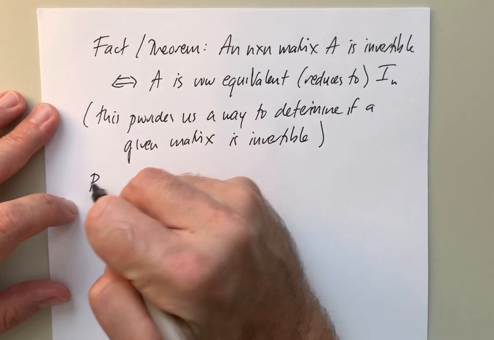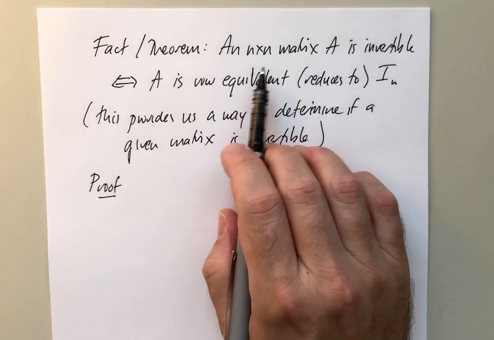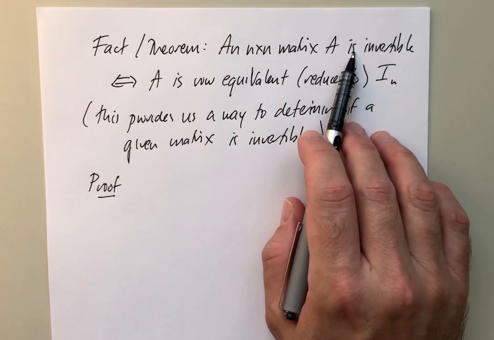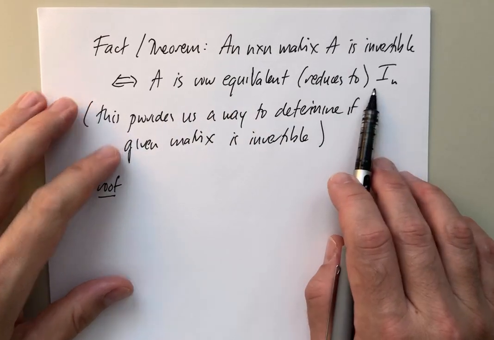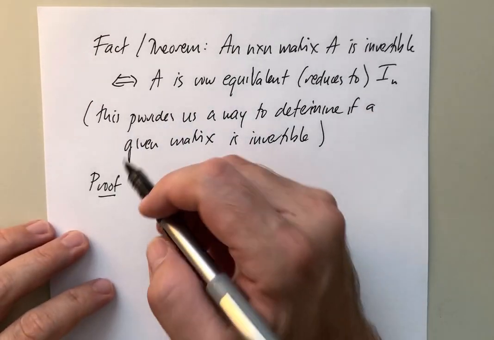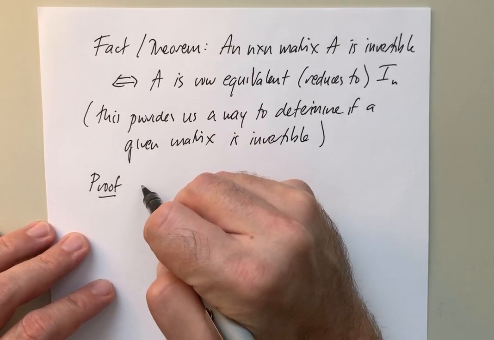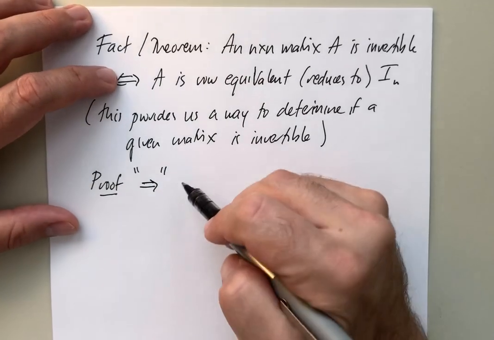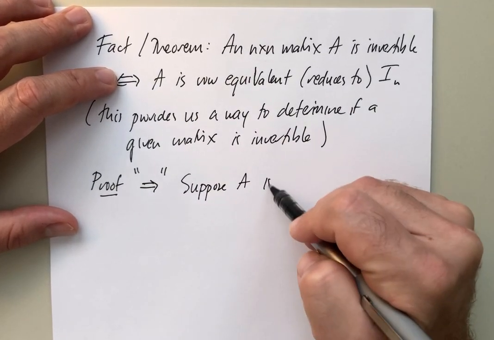Okay, so proof. I want to go over this proof because it's so important. This is what's called an if and only if statement. It says that this thing, being invertible, is equivalent to saying that A is row equivalent to the identity. So there are two parts here. There's this part here, the left implies right. So I'm going to say suppose A is invertible.